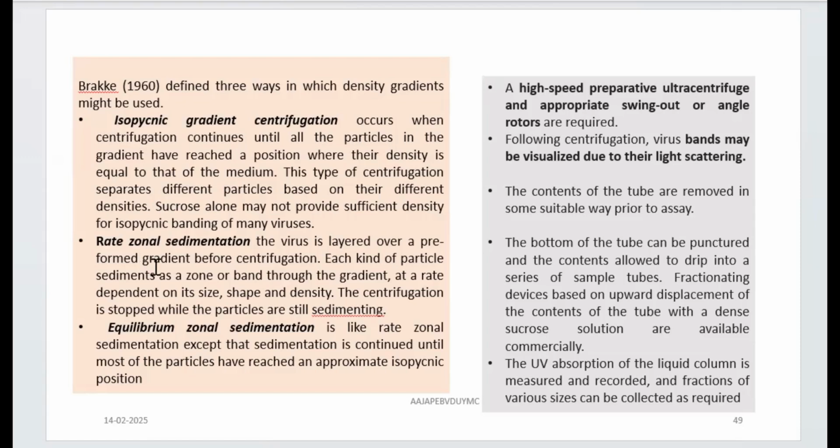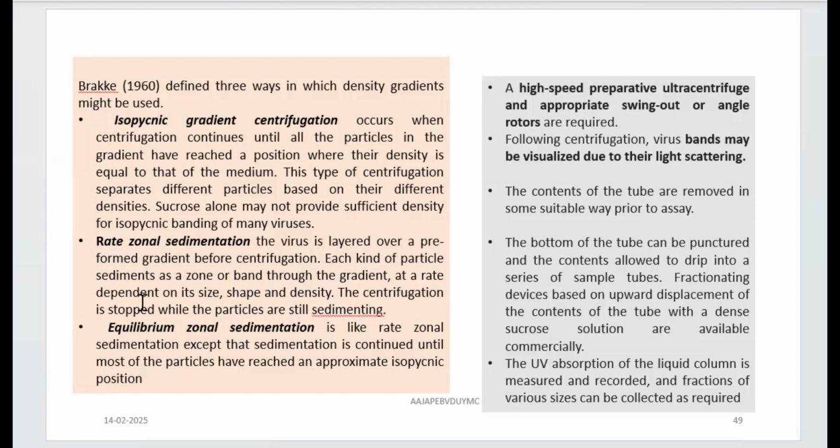Now when it comes to rate zonal, the sample is layered over the preformed gradient, and each particle again is going to sediment as a zone or band in the gradient at a rate depending on its size, shape, and density.